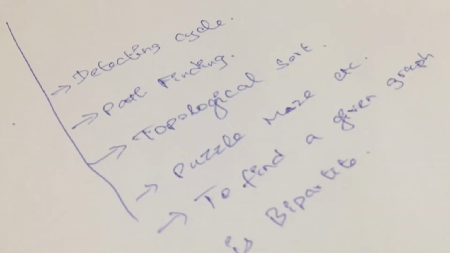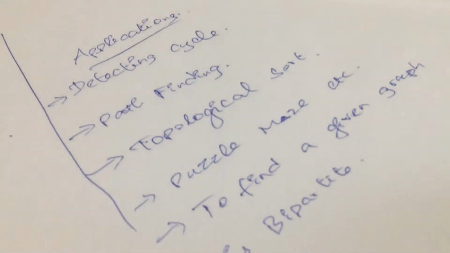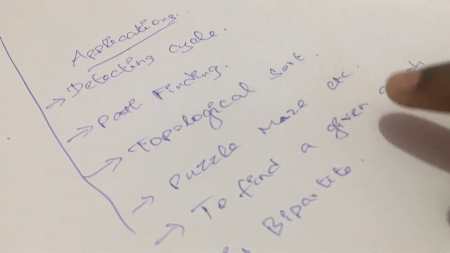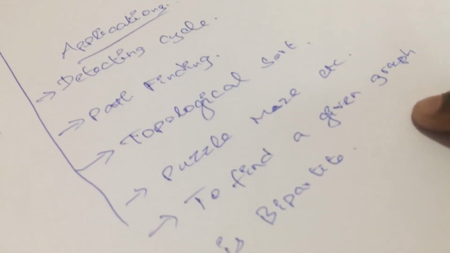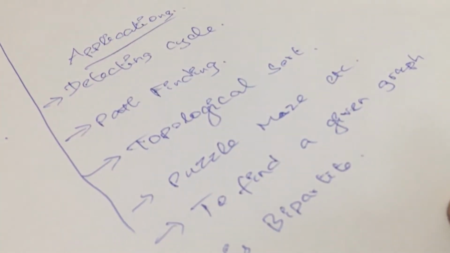So this is all about the applications, right? Real-time applications of DFS. Applications of DFS include detecting cycles, path finding, topological sort, maze kind of puzzles, and finally finding whether a given graph is bipartite or not. So this is all about the applications of DFS.